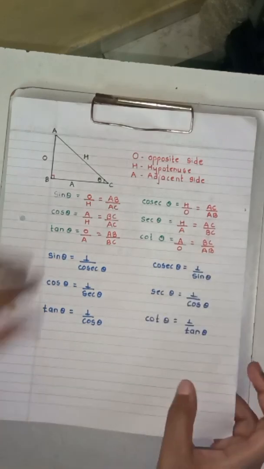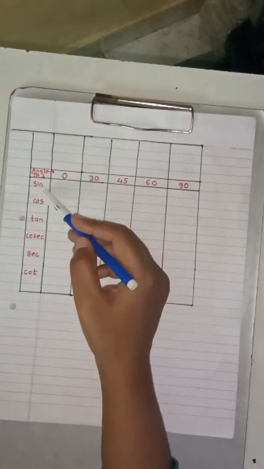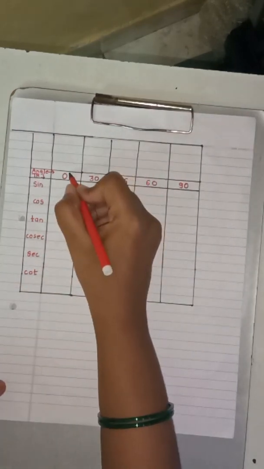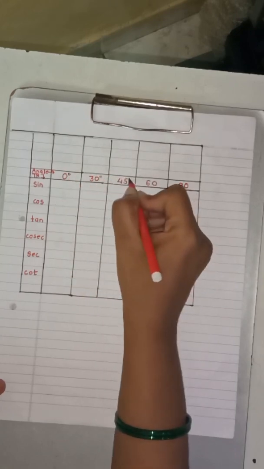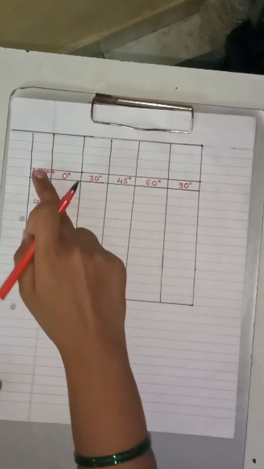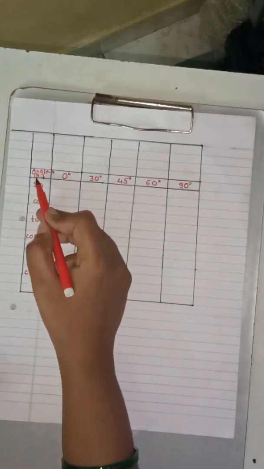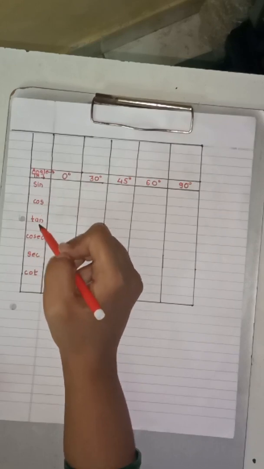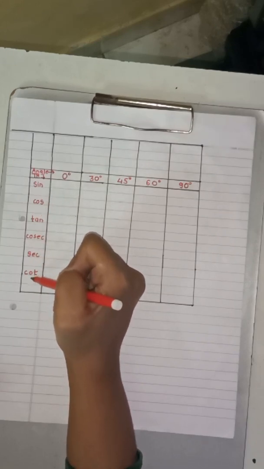Now we are going to study the trigonometric ratios. For this we are going to prepare a table. Now children, here some angles are given. Those angles are 0 degree, 30 degree, 45 degree, 60 degree and 90 degree. And here trigonometric ratios are given, that is sin, cos, tan, cosec, sec and cot. So first of all we'll write down numbers from 0 to 1.